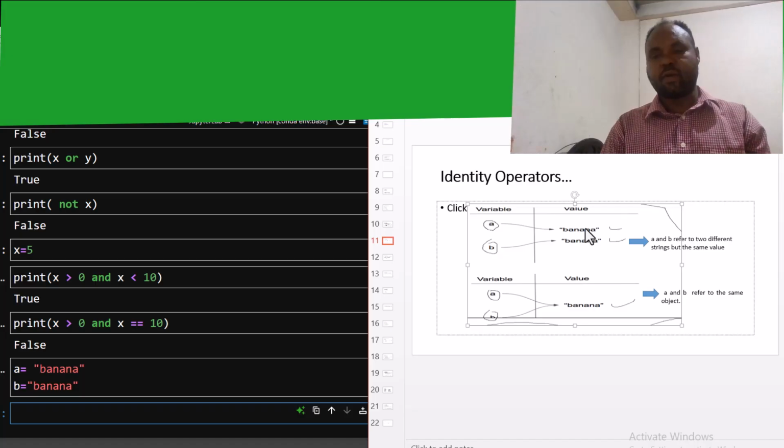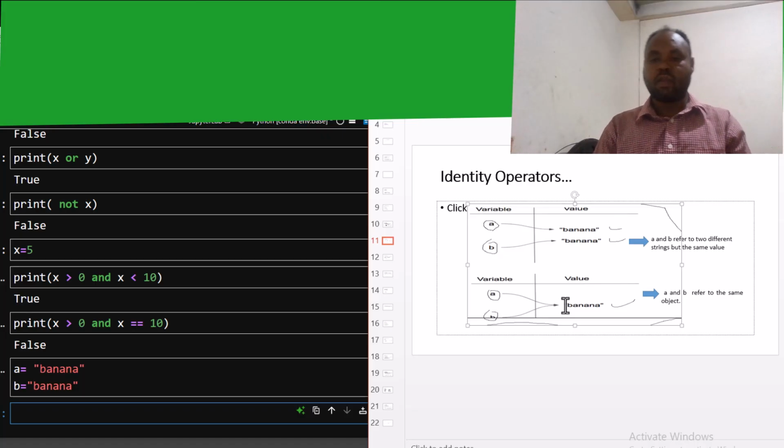As we can see from this figure, A and B are the references or variables. A is referring to banana. Banana is the value of the object. Now B is referring to banana. So A and B may be referring to two different strings but the same value. This language can easily convert it into this one, where A and B are referring to the same object, which is banana.